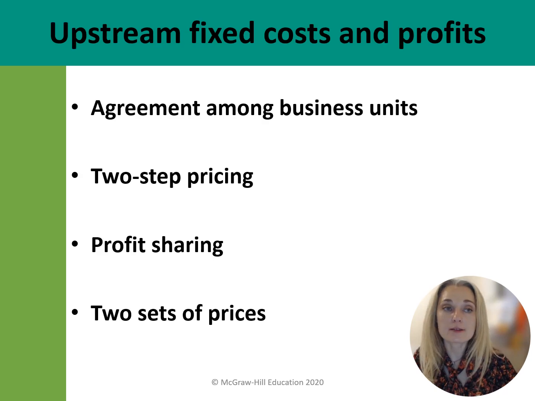There are different ways to transfer price. Sometimes you might have an agreement between the two business units on what the pricing should be. You can use a two-step transfer price where you charge a variable cost, a fixed cost, and a markup, and you look at the capacity that the departments promise each other. There could be profit sharing, or two sets of prices that are then credited back to headquarters.